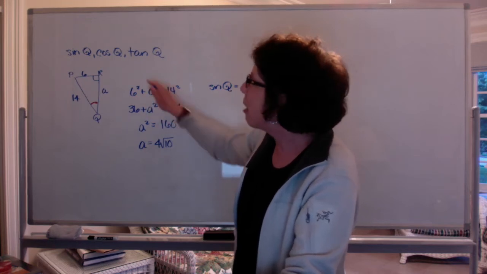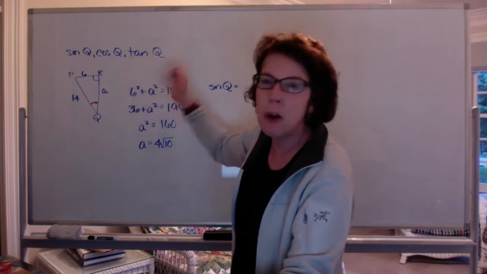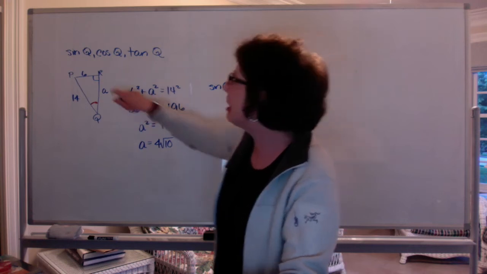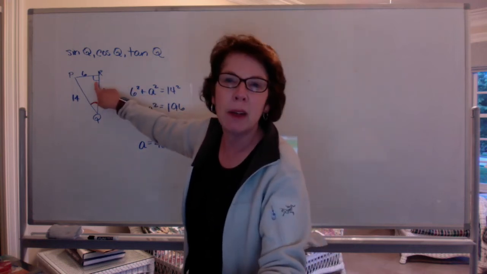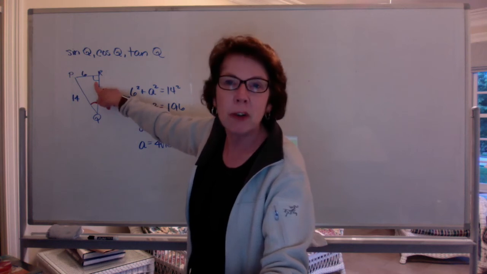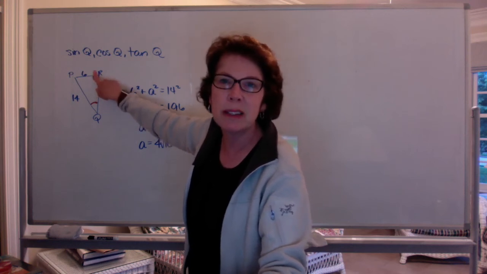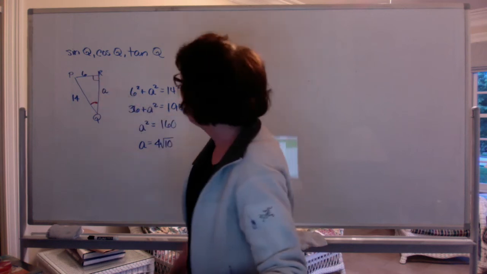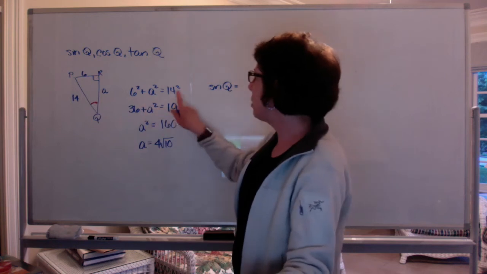Now notice that this triangle is all flipped around. Don't worry about that. Just look for the little right angle symbol, and you'll know exactly where your legs are. 6 and A. Okay. Now I've got 36 plus A squared equals 196.